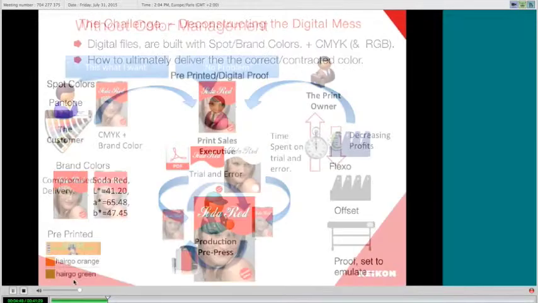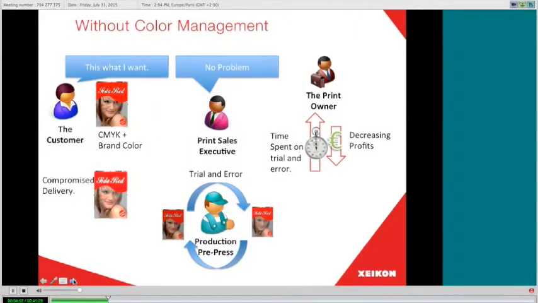So, in a commercial sense, this is the most important slide. If this has any resonance to your customers, then we have a chance and an open opportunity to speak about colour management. We have the customer or the brand owner asking the printer to reproduce their digital mess. And what happens usually, or can happen, is that we get a trial and error process happening. And obviously the more trial and error goes on, we have a decrease in profits.